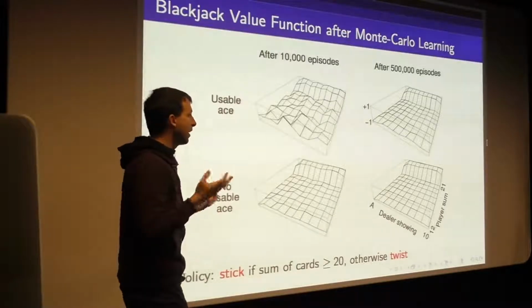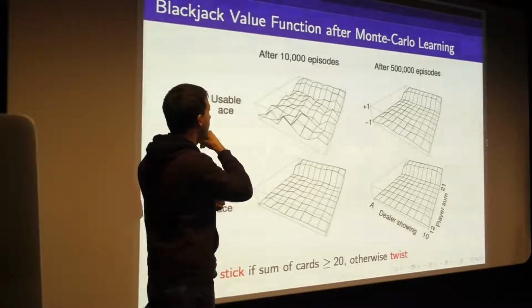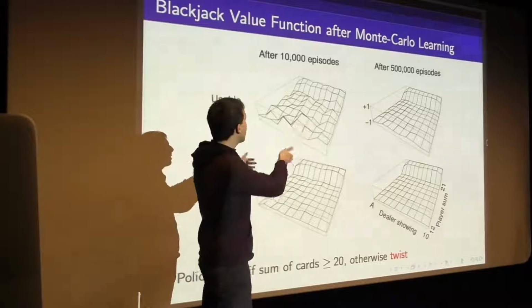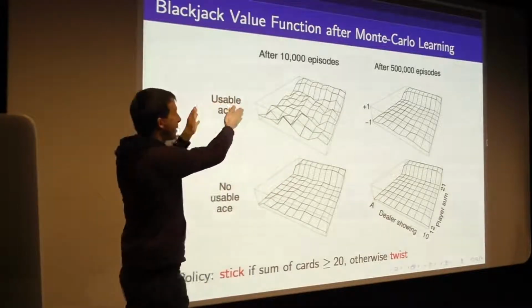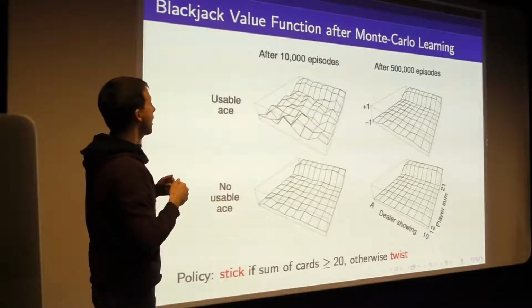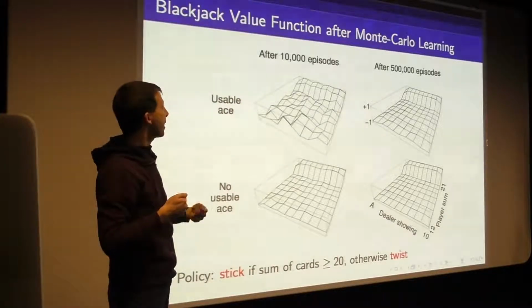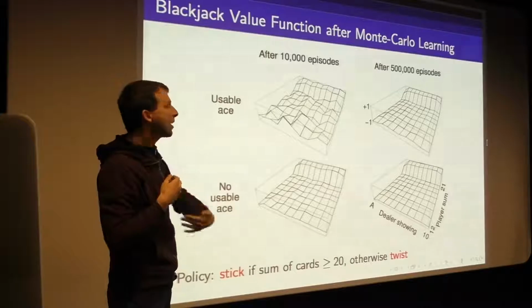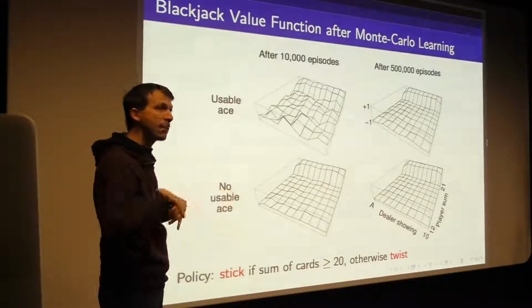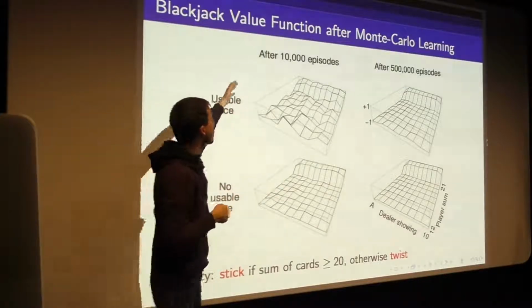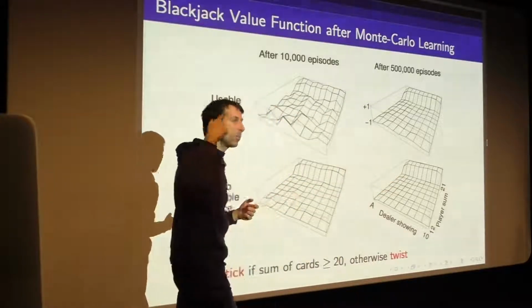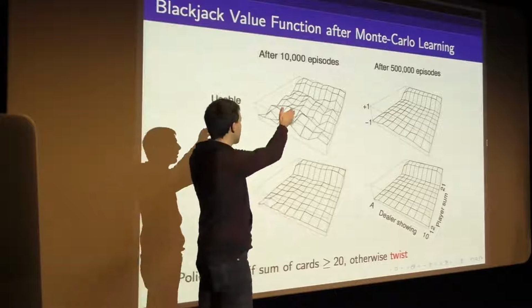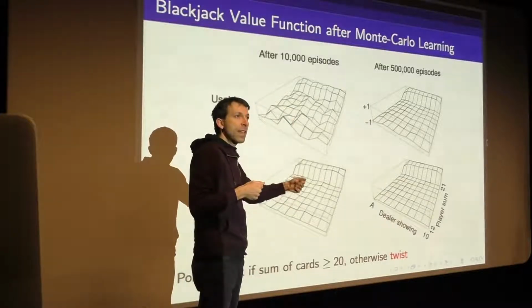And so it's good to have an ace in your hand. And basically, what we see is that this is using, I think, every-visit Monte Carlo learning. What was done here was to roll out 10,000 episodes of blackjack. So to literally play out this game with 10,000 hands and then 500,000 hands and apply exactly the procedure we've just seen.